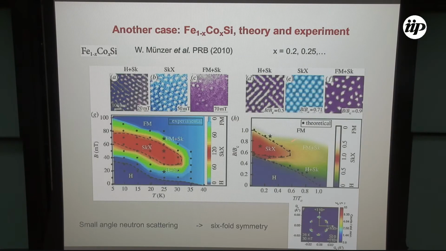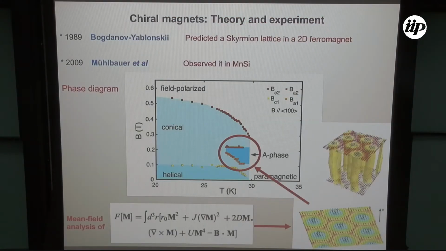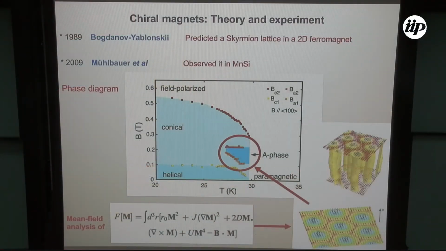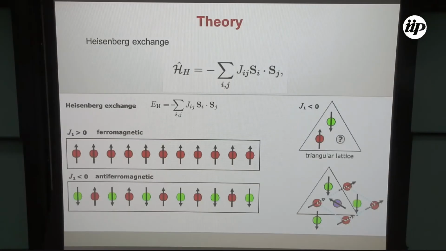Okay, so let me try to show you. What is the Hamiltonian that has been used here? Essentially, the Hamiltonian that was originally proposed in this paper, with some small variations. The basics was there. So it's a ferromagnet with Dzyaloshinskii-Moriya interactions and a magnetic field. Okay, so let me just go.